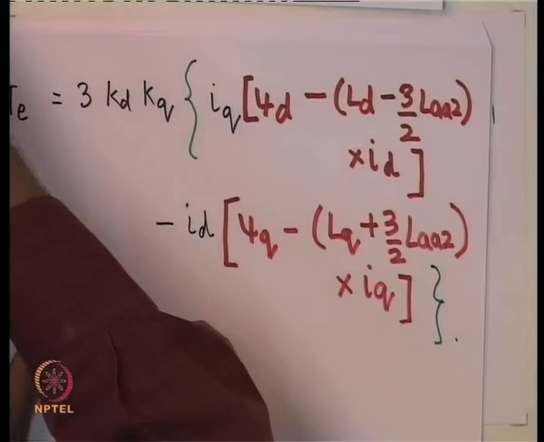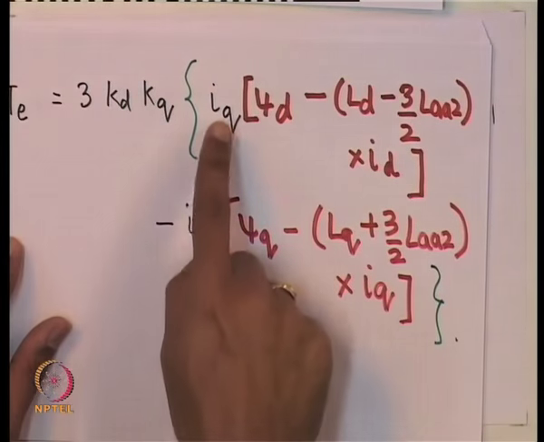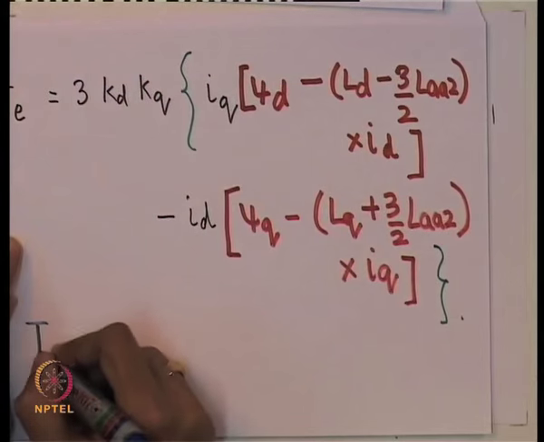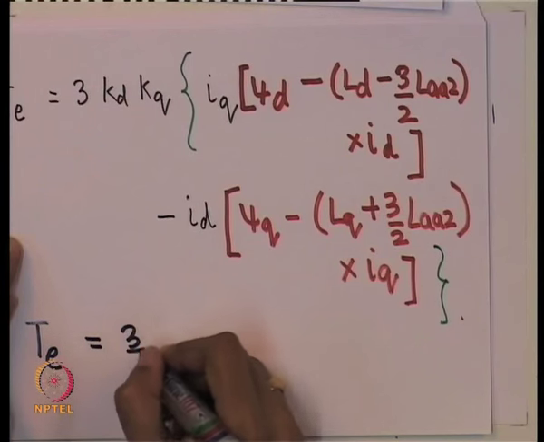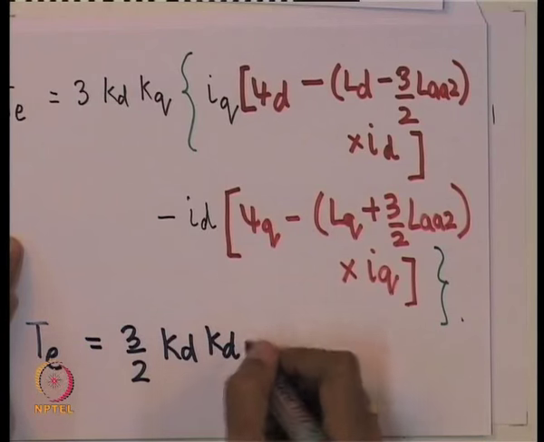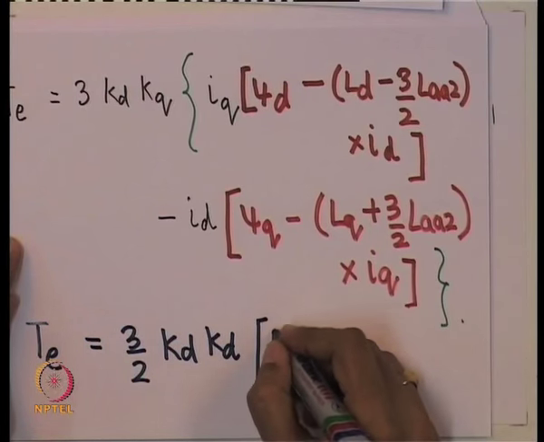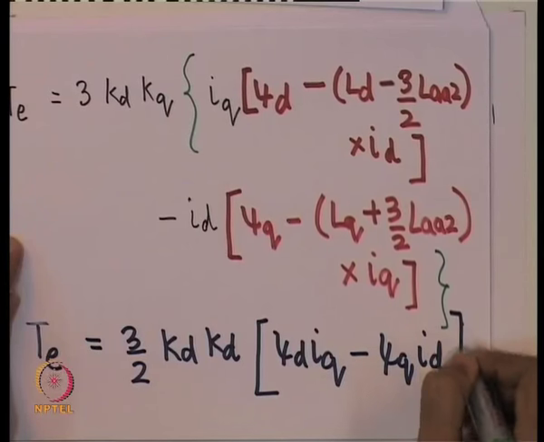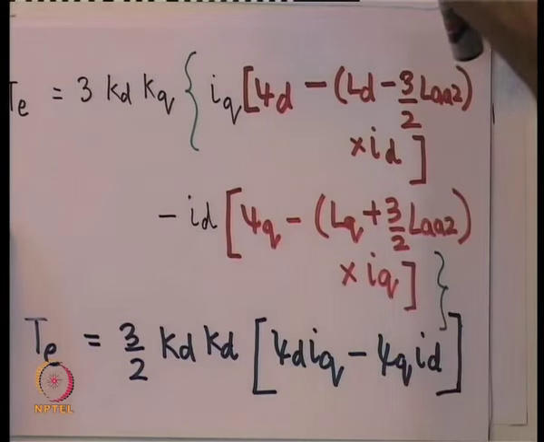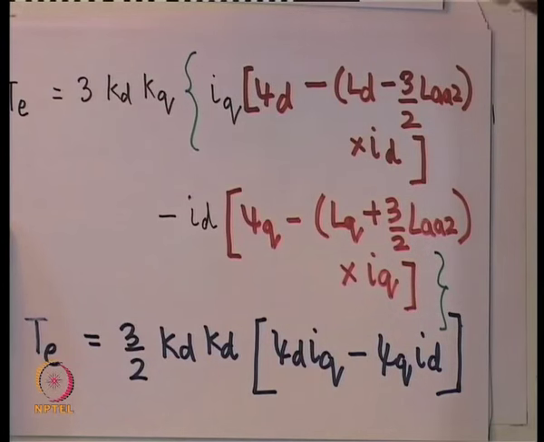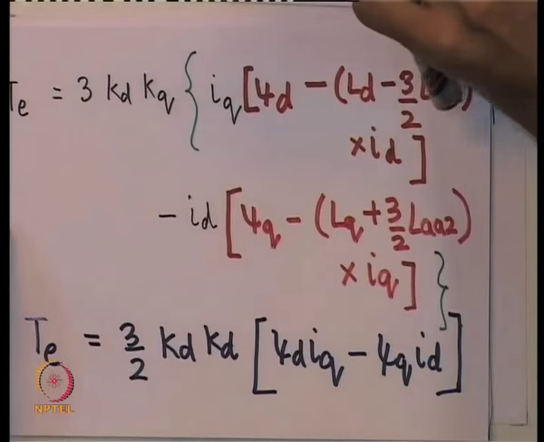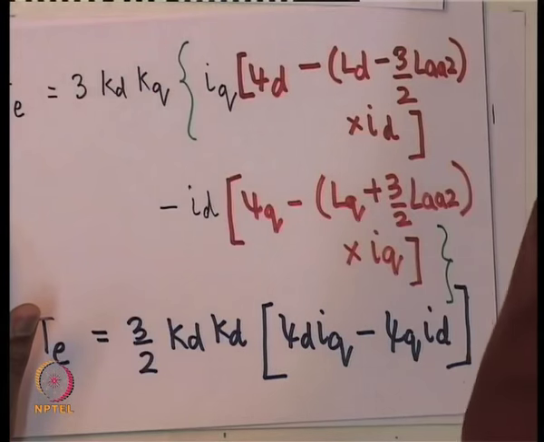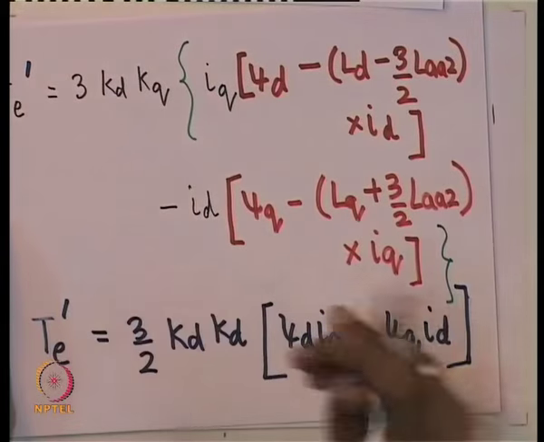Okay. So, from this, it is very easy to see you can cancel off this term here. You will get, after all the manipulations, finally, it yields 3 by 2 times k d k q into psi d I q minus psi q I d. In fact, this is a small correction here. So, I should be calling this T e dash. Okay, this T e dash. So, this is nothing but T e dash, and this T e dash is this.